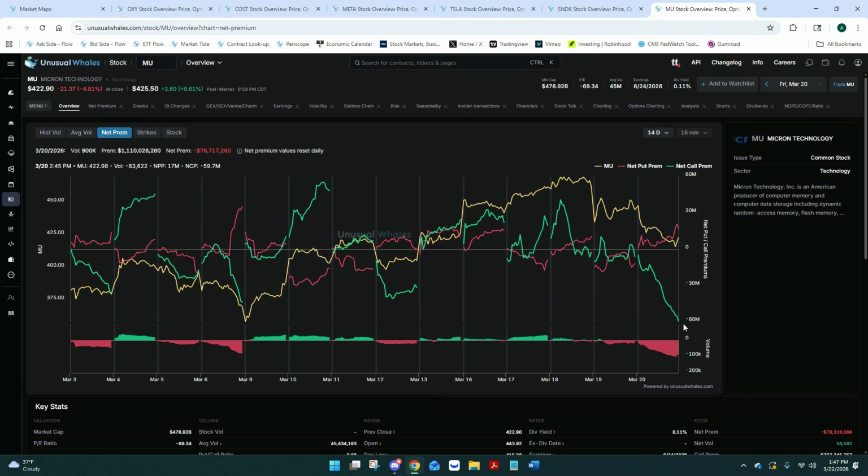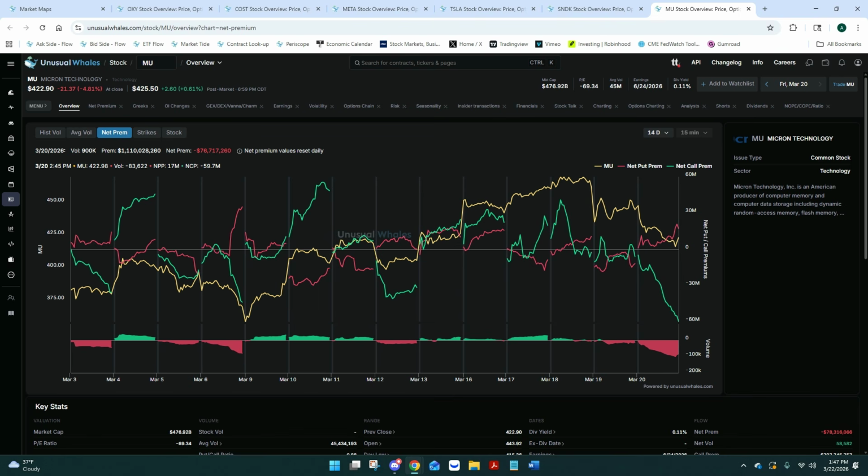So again, just looking at that net premium here, you have a big drop in that premium on Friday. We also had a big drop back here on March 12th. So just combining that data, that's why I like that 14-day view, because you can see that recent history. And this would technically be an unfilled gap, and then this would also be technically an unfilled gap here as well.